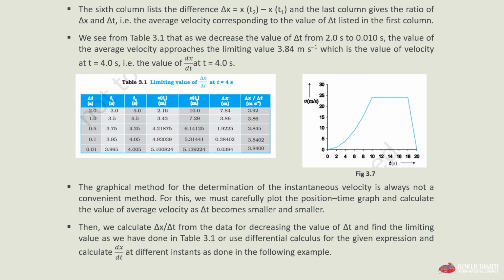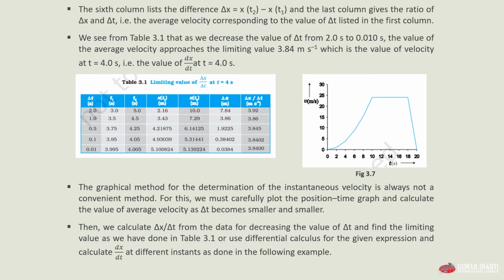Now we see from table 3.1 that when we decrease the value of delta t from 2.0 to 1 to 0.5, then 0.1 and 0.01, the value of average velocity approaches the limiting value, which is 3.84 meter per second. And that is the value of average velocity at time instant 4, meaning that is the value of dx by dt at time instant t equal to 4 seconds.